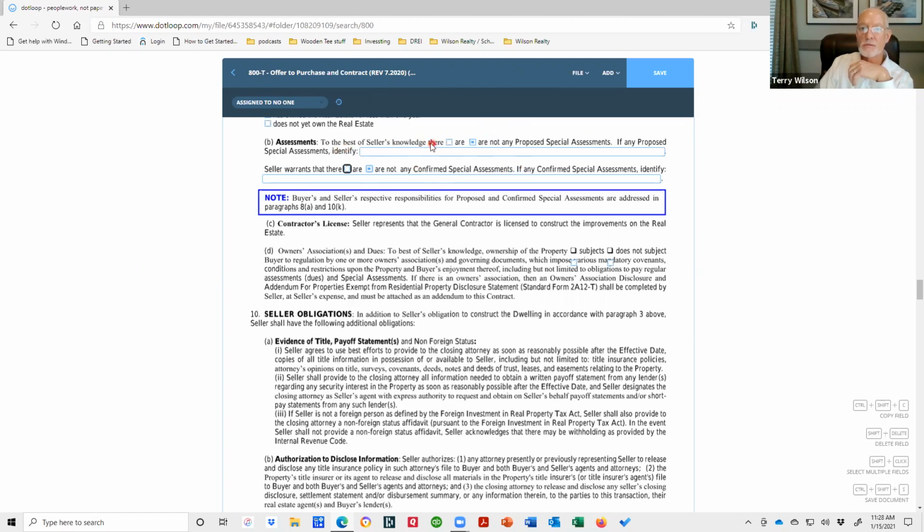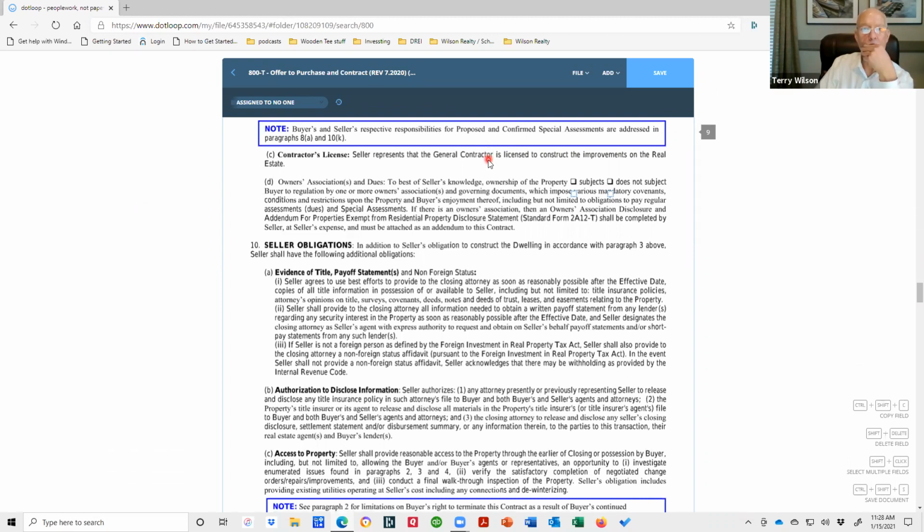To the best of the seller's knowledge, there are not any proposed special assessments. Put the seller on notice. Prove me wrong. Seller warrants that there are no confirmed special assessments. Prove me wrong. Because if there are special assessments, you said there weren't, and there are. So you got to pay for them.